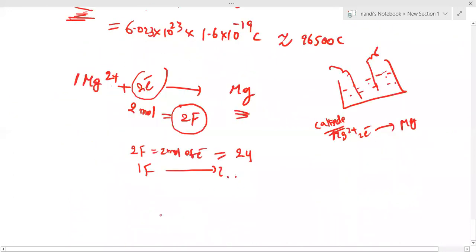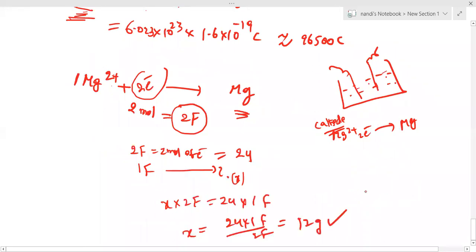That is the x value. Then 1 Faraday equals x. Cross multiply: x into 2 Faraday equals 24 into 1 Faraday. Then x equals 24 into 1 Faraday by 2 Faraday. I will get 12 grams. So how much magnesium are you getting, sir? 12 grams for 1 Faraday.